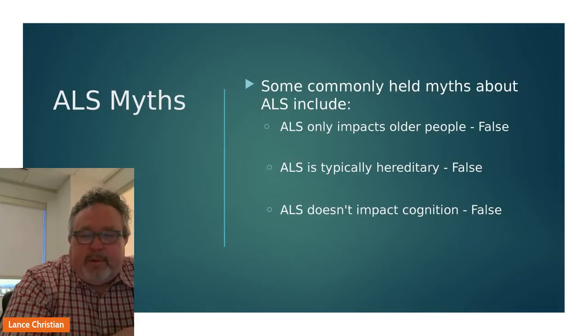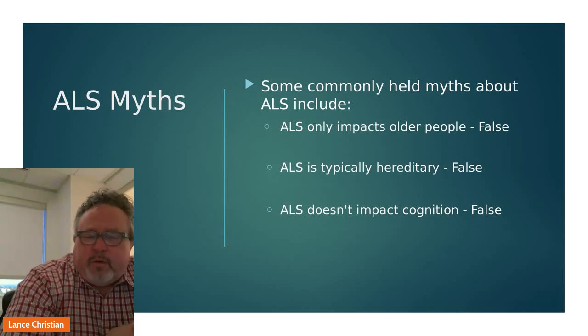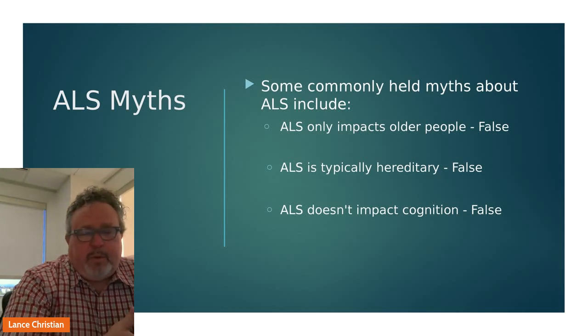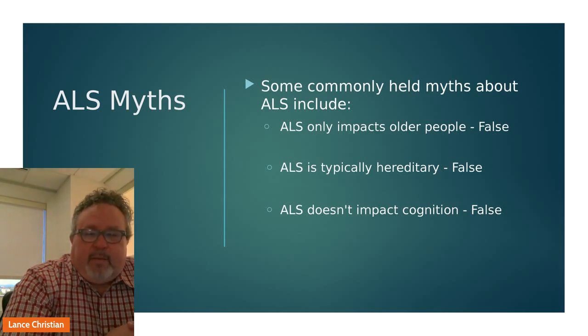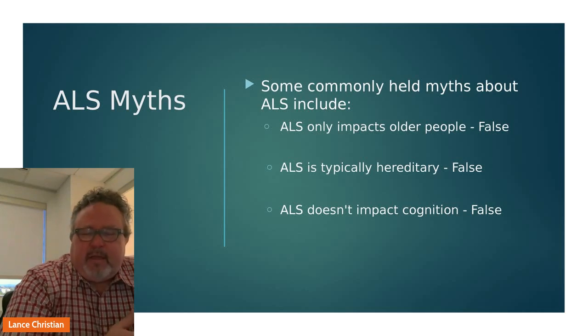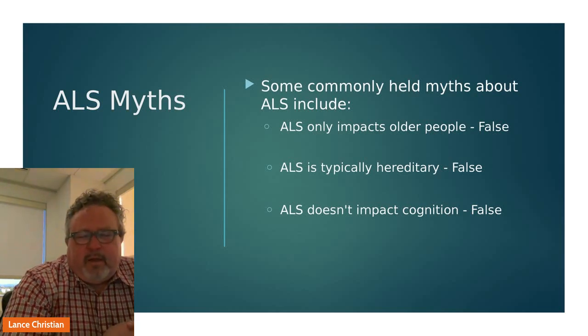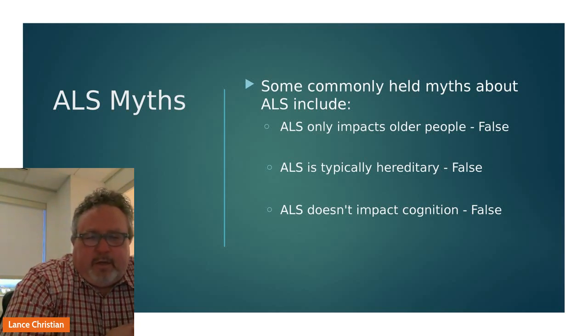So some common myths about ALS: it only impacts older people. We know that's not true. I will share personally, the youngest person I've worked with in my time with ALS Northwest was 21 years old when he was diagnosed, and I also work with people as old as 90. Another myth: it's typically hereditary. It's not. It's sporadic. Around 90% of people have no familial history of ALS, but it does not mean that there's not some genetic susceptibility to ALS that they may carry within their own physiology.